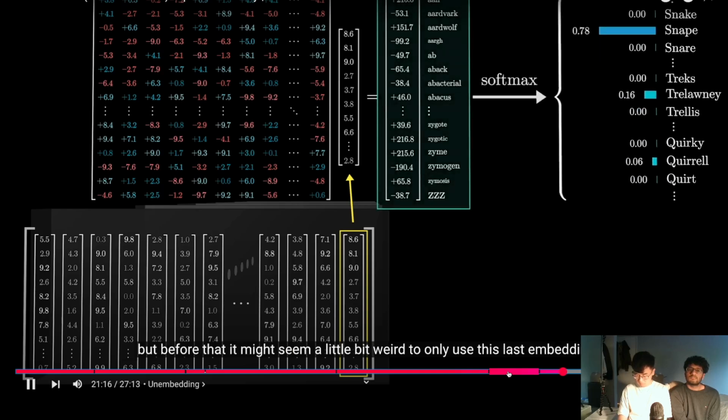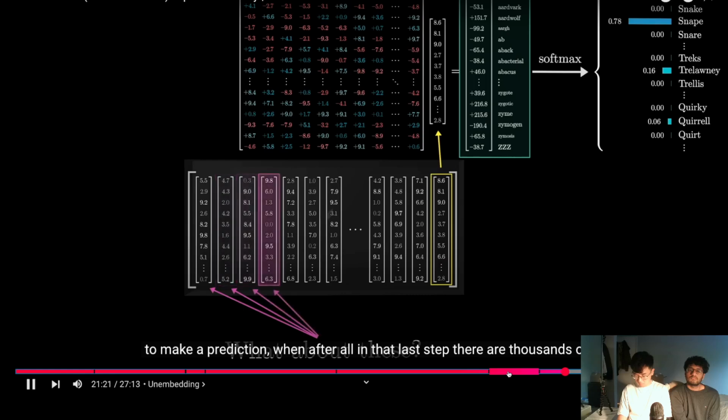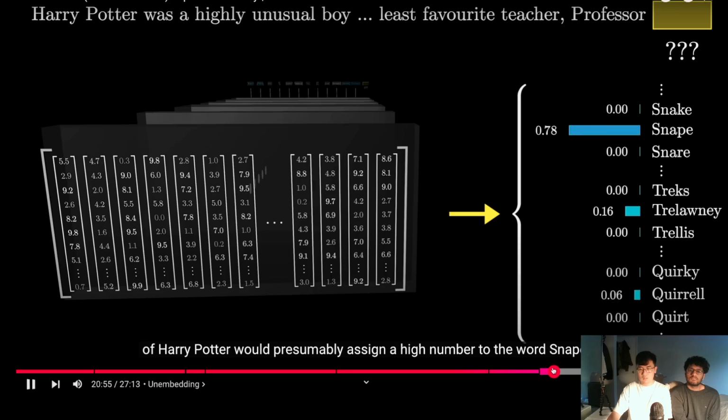But before that, it might seem a little bit weird to only use this last embedding to make a prediction, when after all, in that last step, there are thousands of other vectors in the layer just sitting there with their own context-rich meanings.